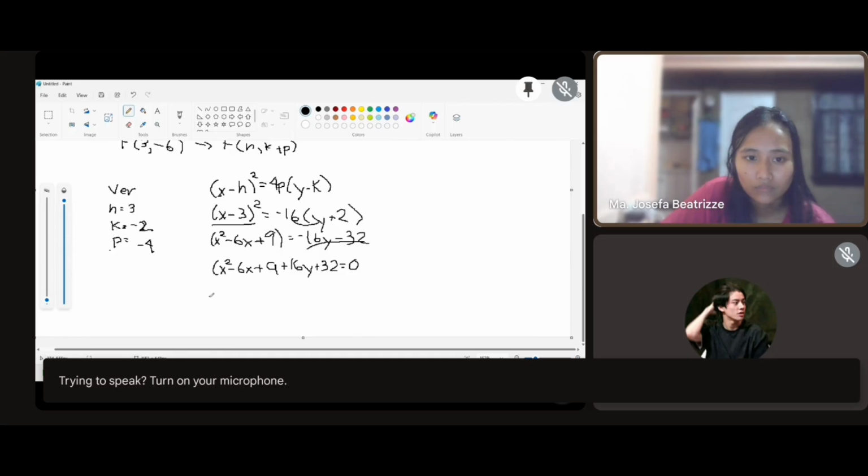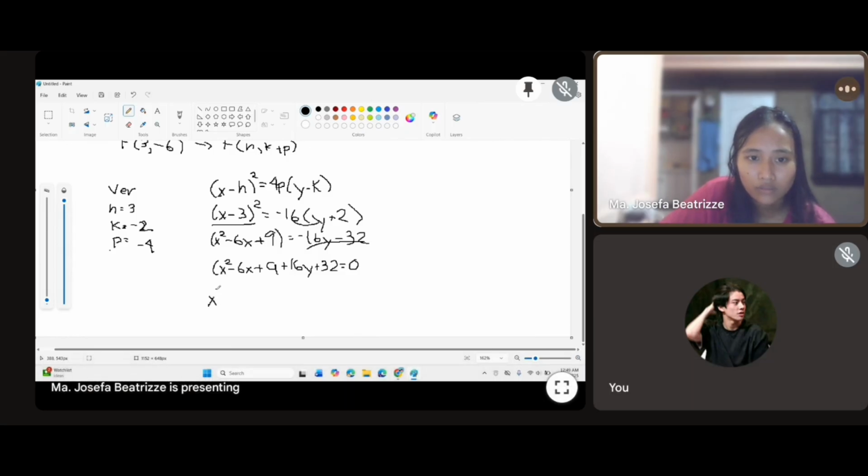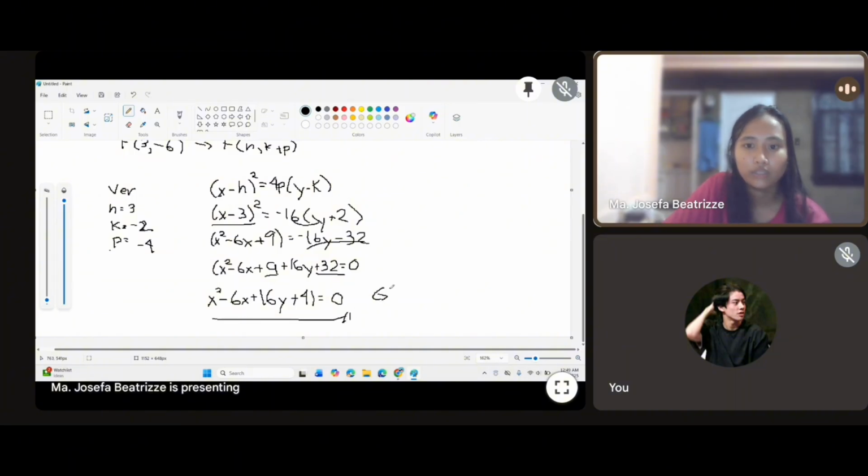So the next step is let us combine our like terms. So that would be x squared minus 6x plus 16y. And then 32 plus 9. So that would be plus 41 equals 0. So that's how we can get our general equation from the properties.